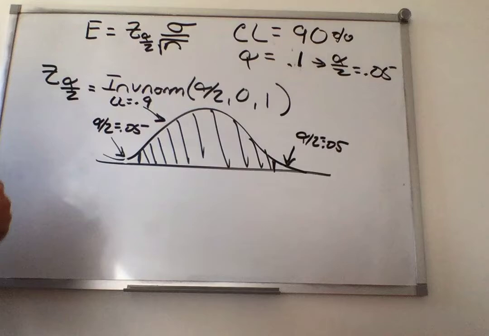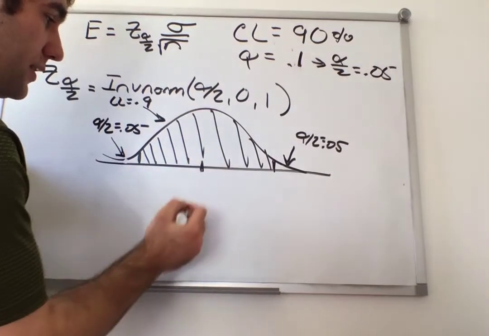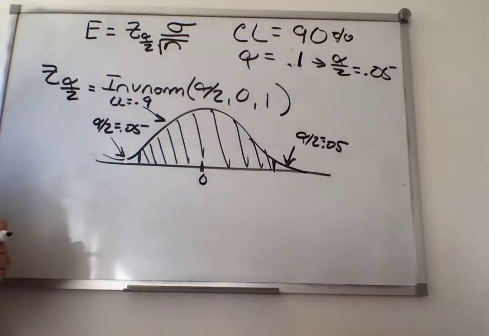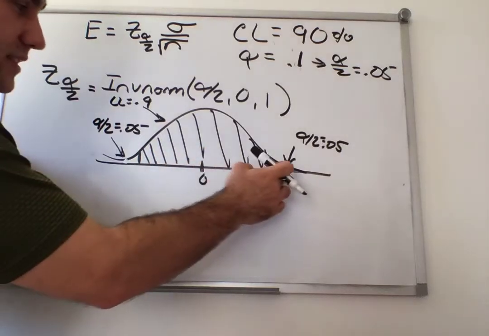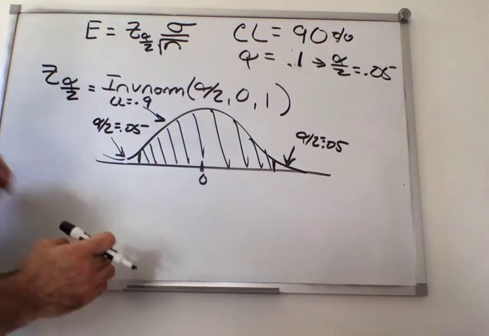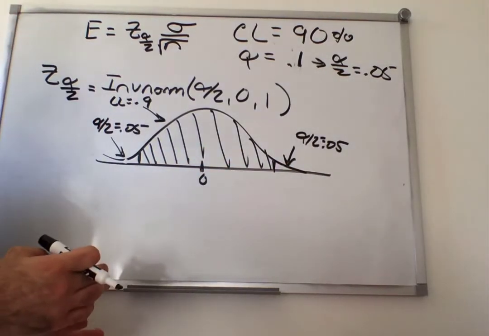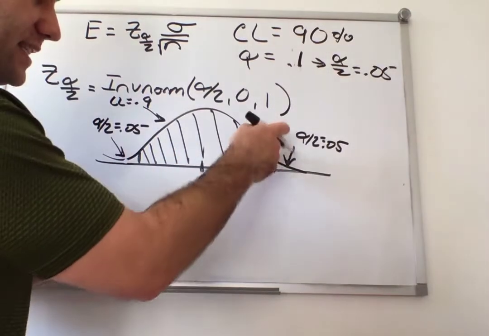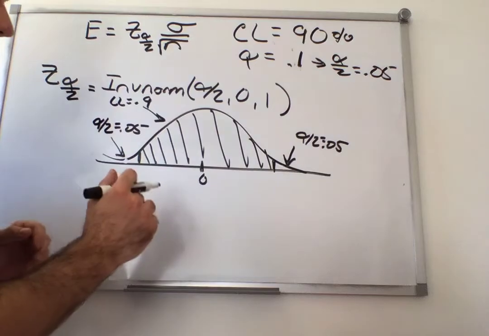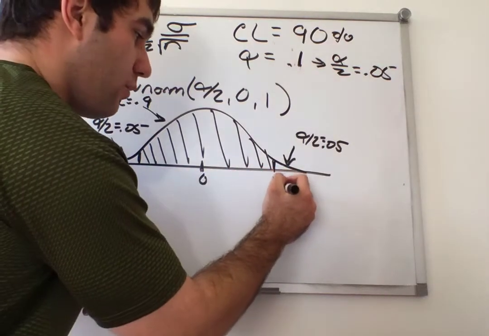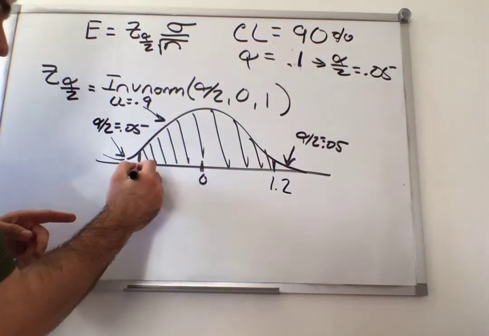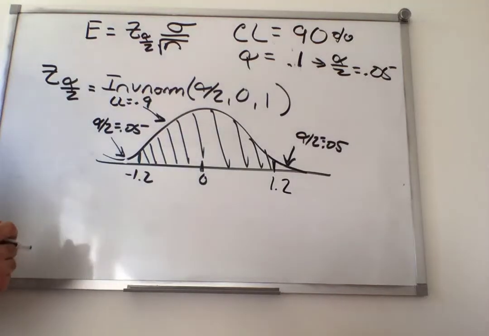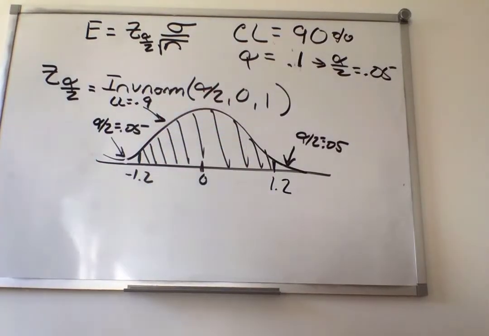So now, here's 0. When we go out to this number, I'm making a number up right now, okay? Let's say we're doing some problem and this value right here, when we type it into inverse norm, is 1.2. That means this one would be negative 1.2. I'm just making numbers up right now to illustrate the point.